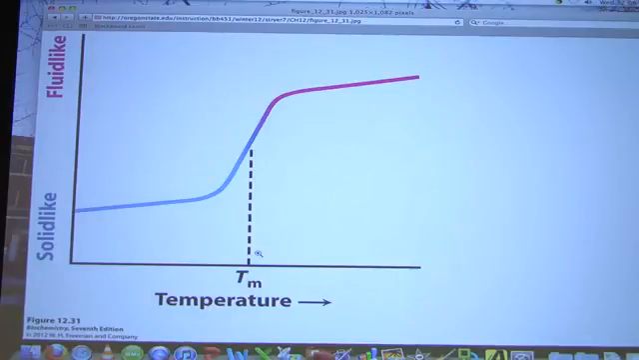The midpoint of that transition has a name. It's called the Tm. You can think of it as the melting temperature if you want, but we'll call it Tm. And it's the midpoint of that transition. Now, I talked about cholesterol last week, and one of the things that cholesterol does is it widens that transition temperature. It doesn't change the transition temperature, but it may make it start way over here and go all the way up over here, something like that. So cholesterol widens the range of the transition without changing the actual Tm.